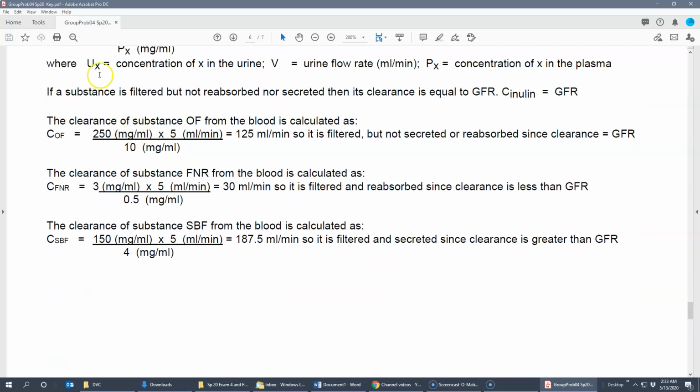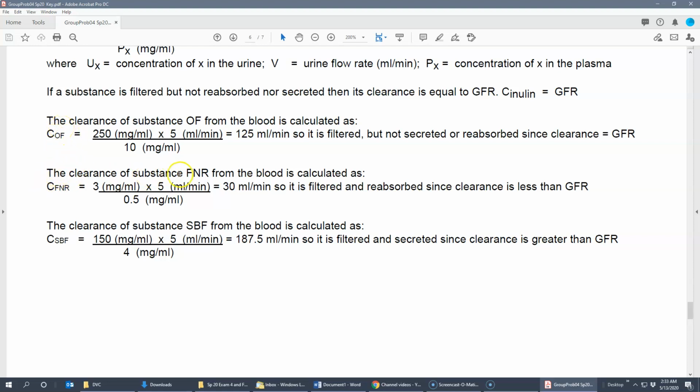And so the clearance of a substance, OF, from the blood is calculated as this. It was given as 250 times 5 divided by 10, which is 1250 divided by 10. So the clearance of OF is 125 mils per minute. It's filtered because it appears in the urine. It's not secreted, not reabsorbed because its clearance value is equal to GFR. And so, not that you knew this, but for me, clearance of OF meant it was only filtered.